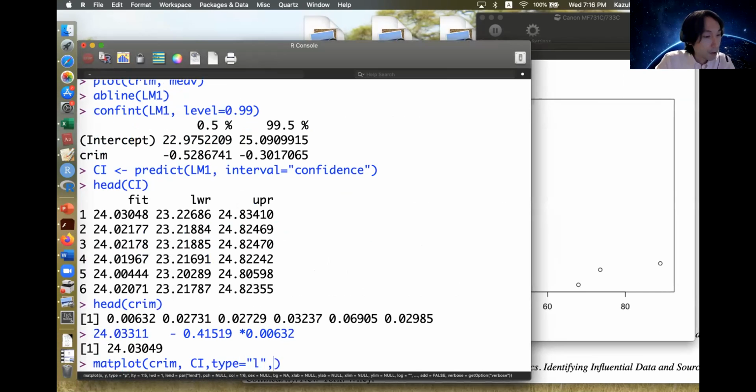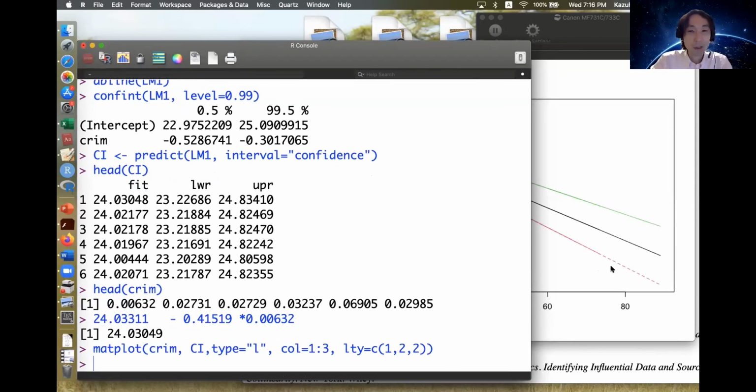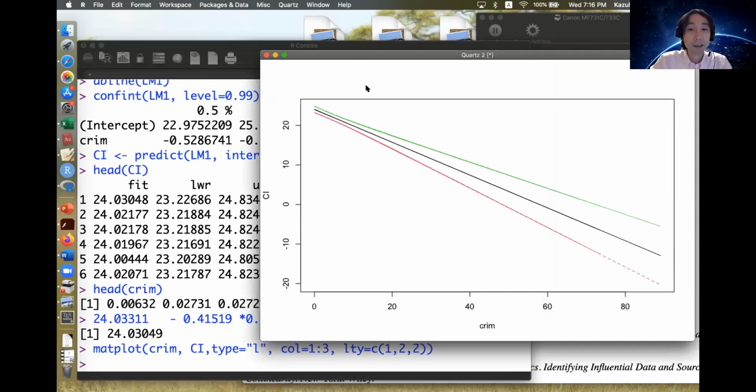We want to make it a line plot, so type is equal to l, and the colors 1, 2, 3. Color 1 is black, 2 is red, and 3 is green in R. For the line type, the fitted value is the center one, so we use 1. For the other 2, the lower bound and upper bound, we use dashed lines, that is line type 2. If we type this, then we make this line plot.